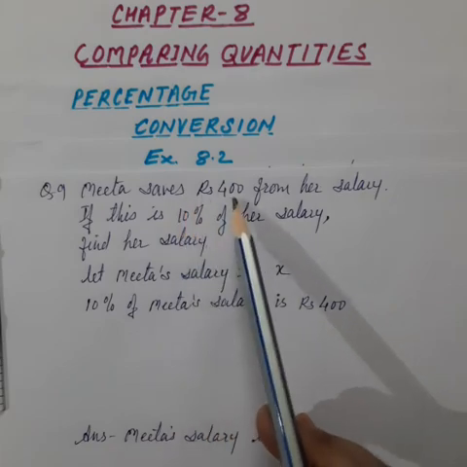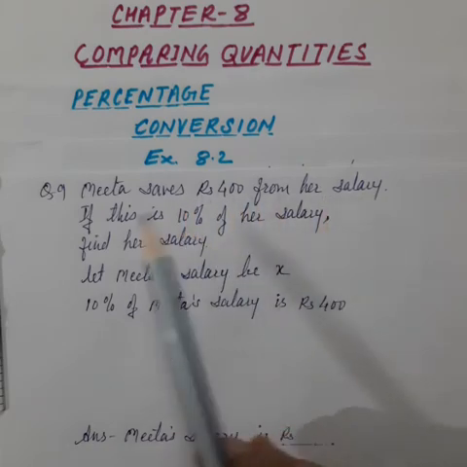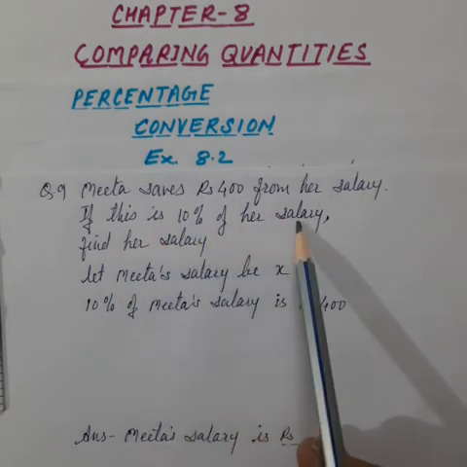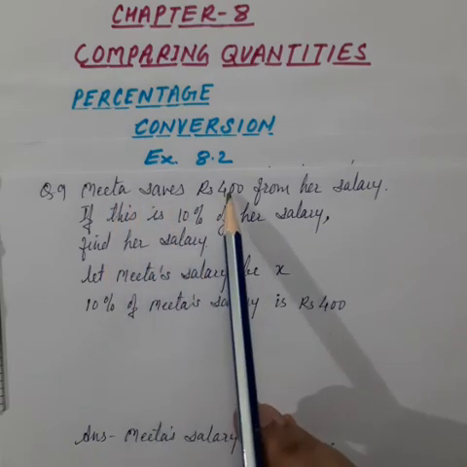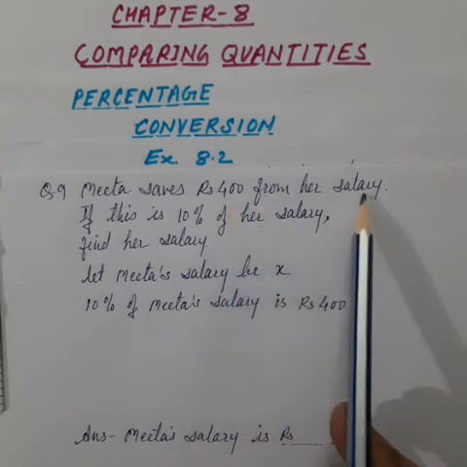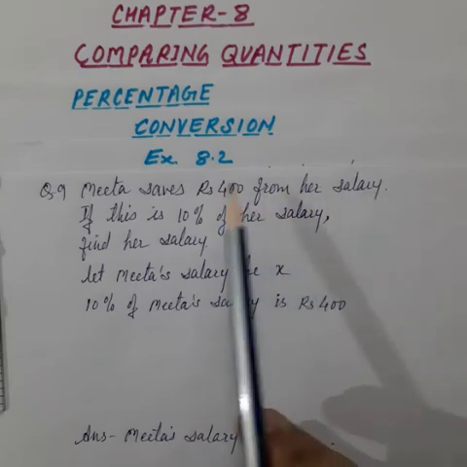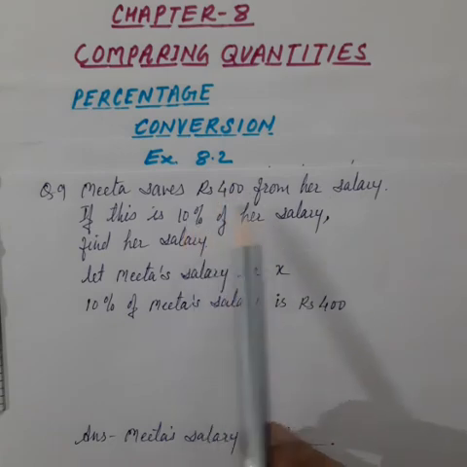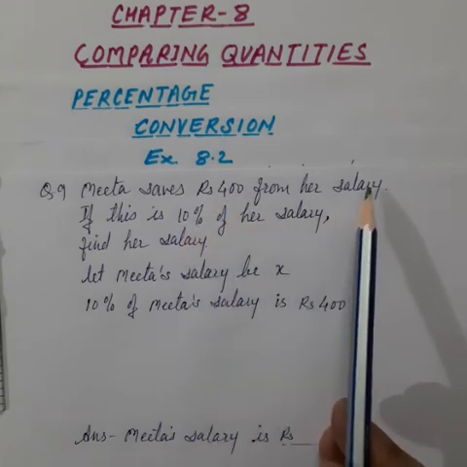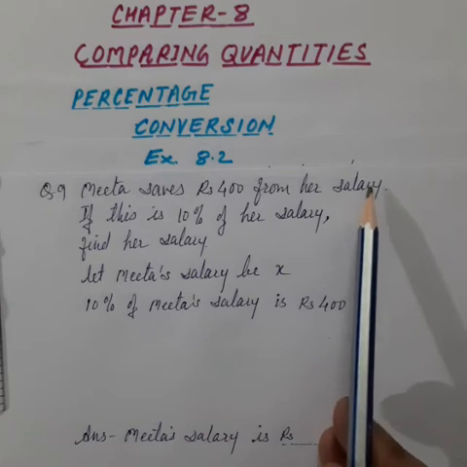Question 9. Meeta saves rupees 400 from her salary. If this is 10% of her salary, find her salary. Meeta is saving rupees 400 out of her total salary. And this rupees 400 saving is 10% of her salary. Her salary is unknown here. We have to find it.